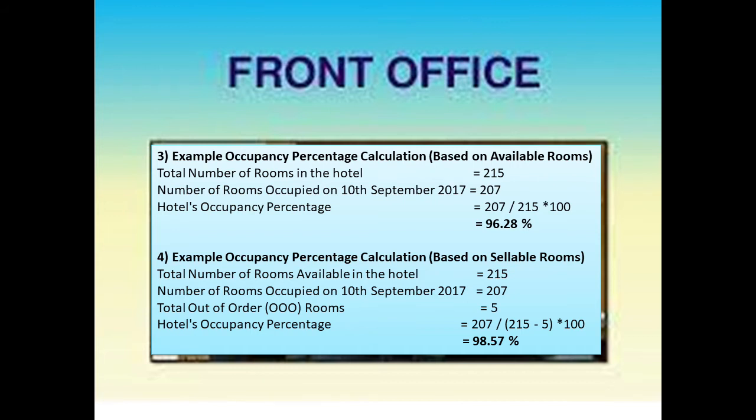And for our example number 4, the occupancy percentage calculation based on saleable rooms. The total number of rooms available in the hotel is equal to 215. The number of rooms occupied on the 10th of September 2017 is equal to 207. The total out-of-order rooms is equal to 5. The hotel's occupancy percentage is equal to 207 over 215 minus 5, because of the total out-of-order rooms, multiplied by 100, which is equal to 98.57%.